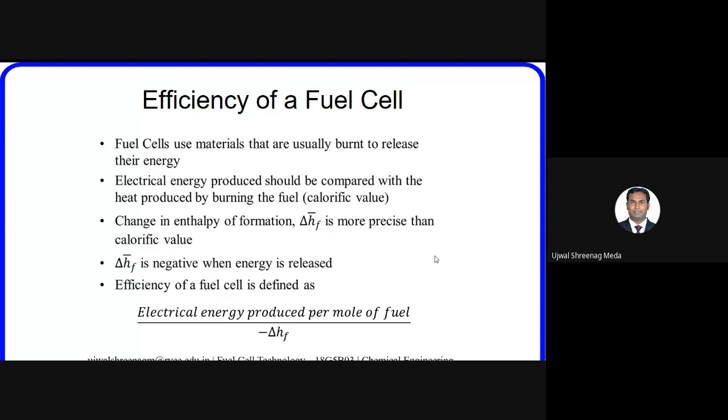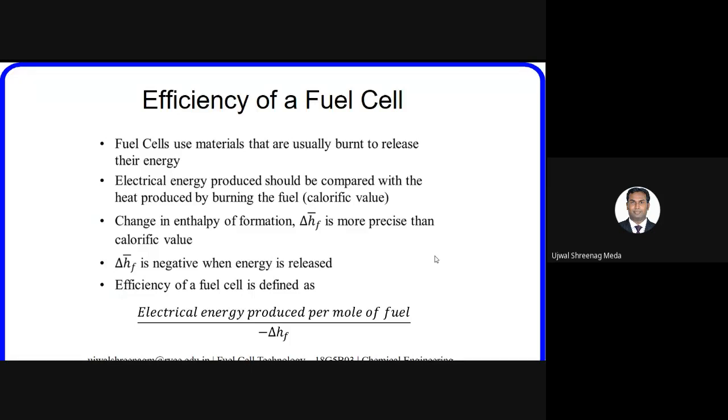So as usual, wherever the energy is released, it is represented by a negative sign. So the negative sign just indicates that energy is released. So we always have to take the magnitude into account. So delta HF with an over bar indicates that it is molar specific enthalpy of formation. That means per mole of substance.